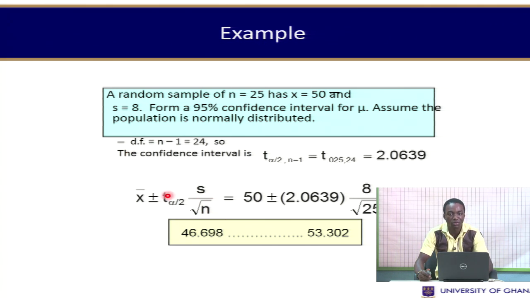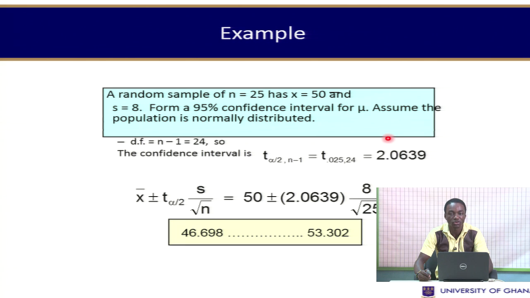We are going to use the t distribution because the population standard deviation is not known. That is why we are replacing it with the sample standard deviation, s. The degrees of freedom is the sample size minus 1, which gives us 25 minus 1, which is 24. Since we are forming a 95% confidence interval, alpha is 0.05, and alpha over 2 therefore becomes 0.025, with 24 degrees of freedom.